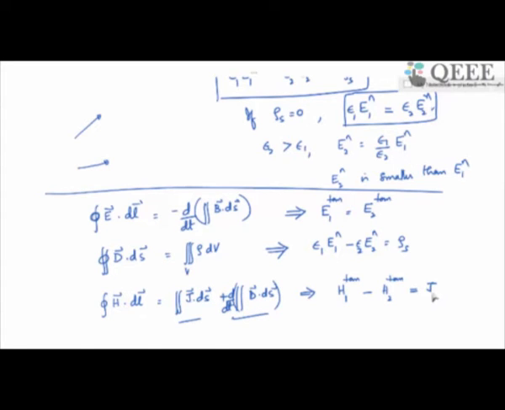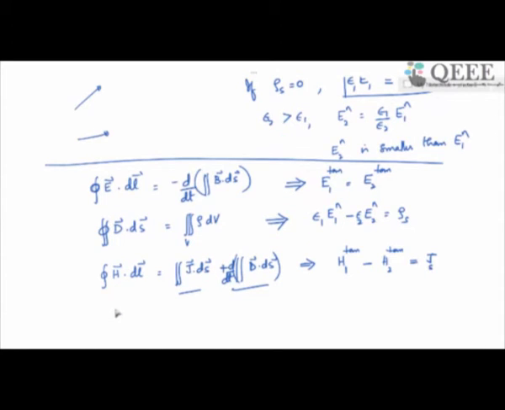And the Gauss law for magnetism, which says that the net magnetic flux is equal to 0, you apply the same thing there, and it will give you B1 normal minus B2 normal is equal to 0. That gives the right hand side equal to 0. So this is the summary of all the boundary conditions.